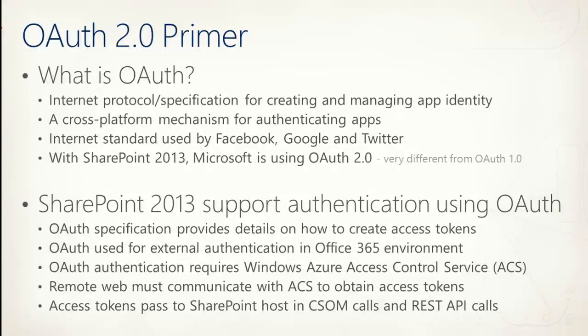But OAuth in SharePoint 2013 requires an authentication server, which is Windows Azure Access Control Service, ACS. And the idea is that the remote web has to communicate with ACS because that's where it gets its access tokens. And then once the remote web has acquired the access token from ACS, it can pass it to the SharePoint host, and the SharePoint host can look at the access token. It can authenticate it came from ACS, and then it can use it to authenticate the app identity and optionally the user identity as well.